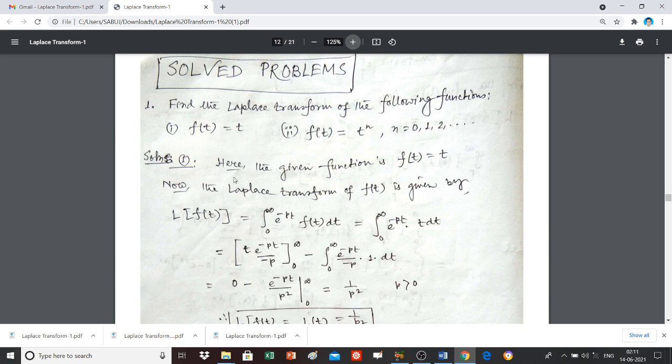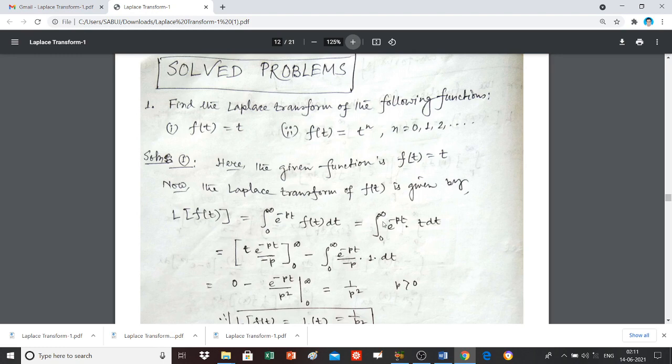Now we know that from the definition, the Laplace transform of a function f(t) is given by L of f(t) equal to the integral from 0 to infinity of e to the minus pt times f(t) dt. In our present case the function f(t) is equal to t, and then dt. This integral can be evaluated by using the method of integration by parts.